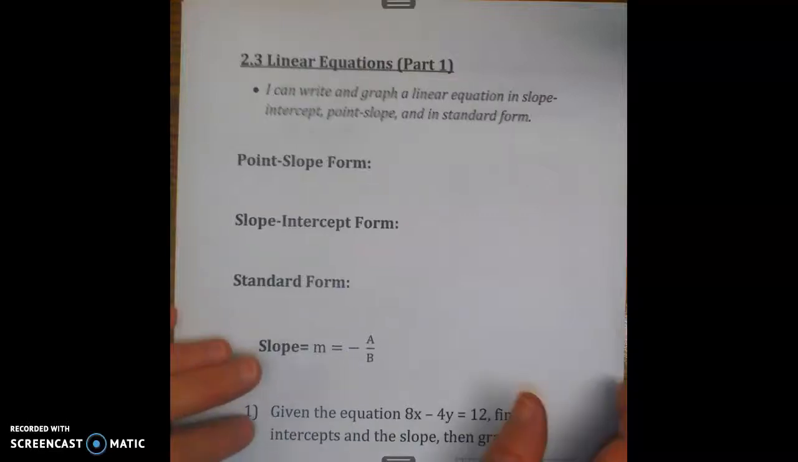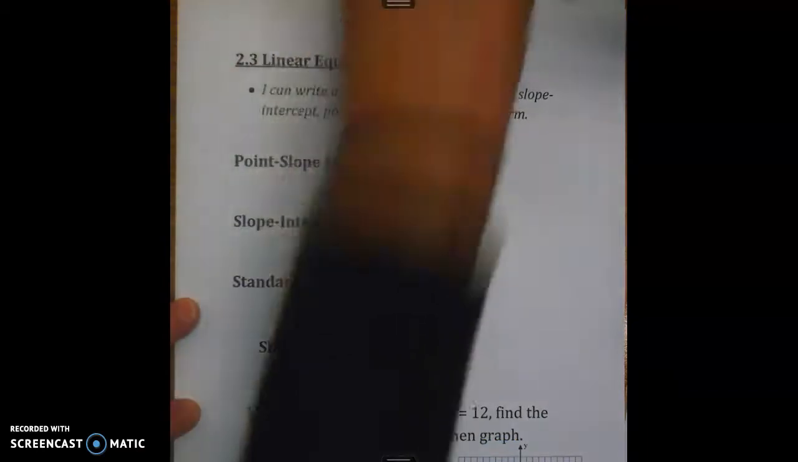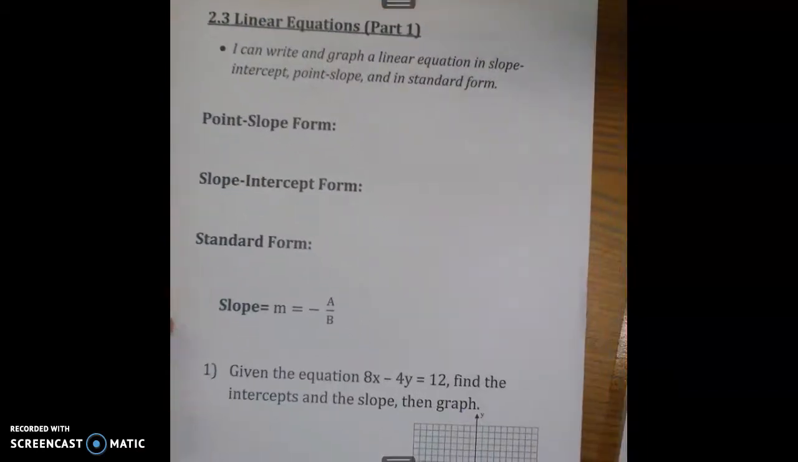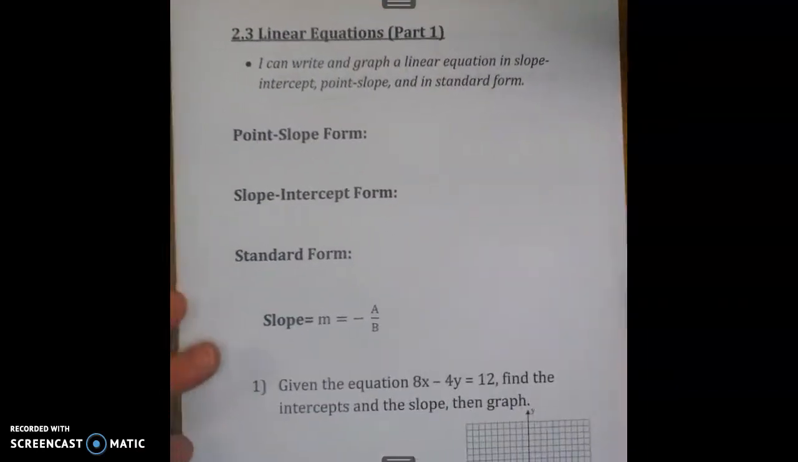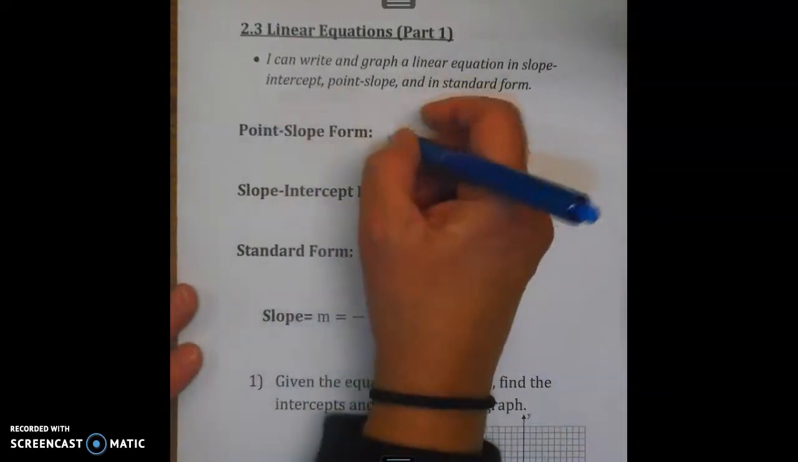Okay, we're doing 2.3. It's linear equations. This is part 1. And again, this is a lot of review, but that should make it an easy section for y'all. We're going to start with point slope form.